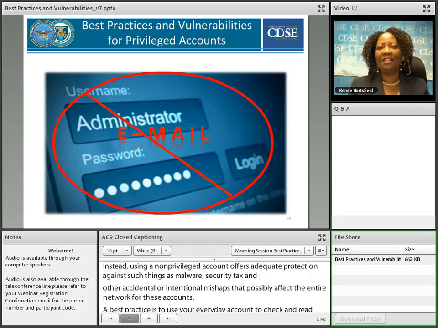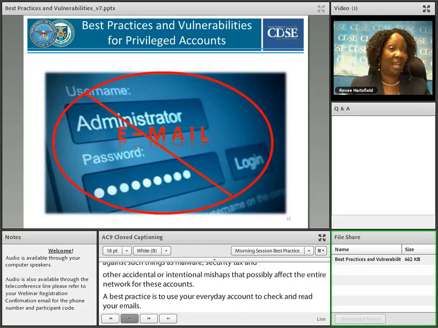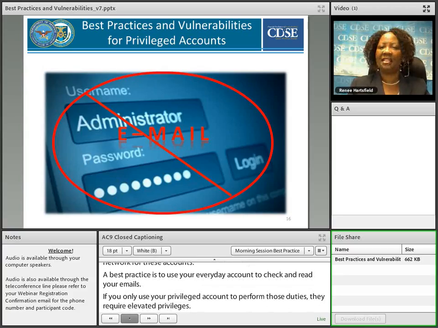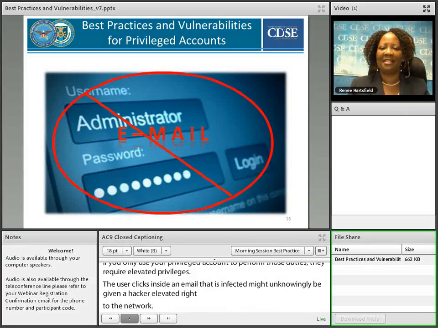A privileged user who clicks inside of, say, a potentially infected email might unknowingly be giving a hacker elevated rights into the network. There's just a greater chance of malware infecting the entire network and causing more damage if it enters through a machine with full administrative privileges.